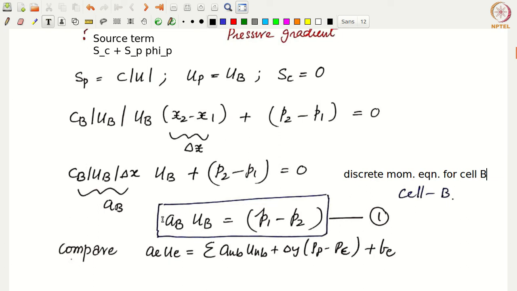Now AB here is the coefficient. It's more like your AP term. So if you compare with your original equation, if you remember, we wrote A east U east equals sigma nb anb unb plus delta y times PP minus PE plus BE. In this particular case, you don't have BE, and you don't have a contribution coming from sigma nb anb unb here, because otherwise you should have got a term like UC times something, which is not there. So only the central coefficient, A east U east, is basically AB UB. Now AB is basically the coefficient for UB. Okay, all right, so that is the discrete equation for cell B.